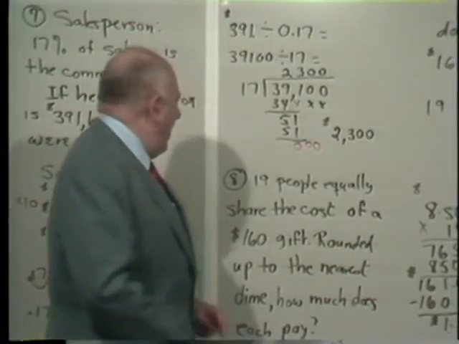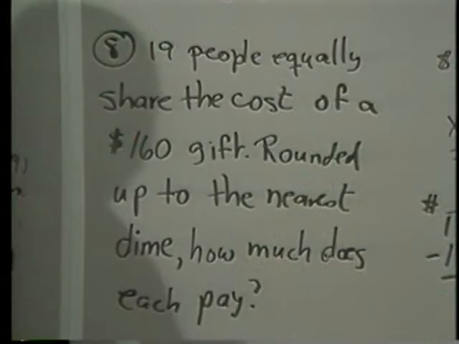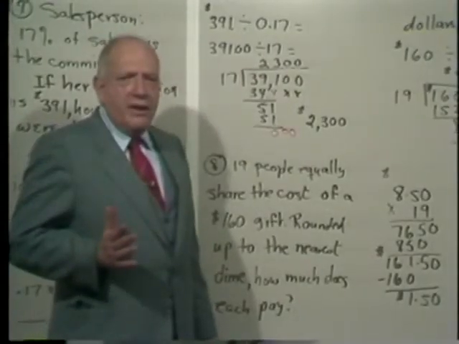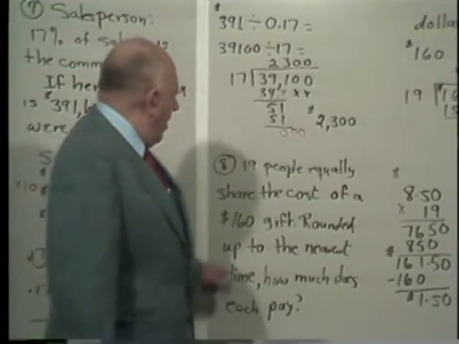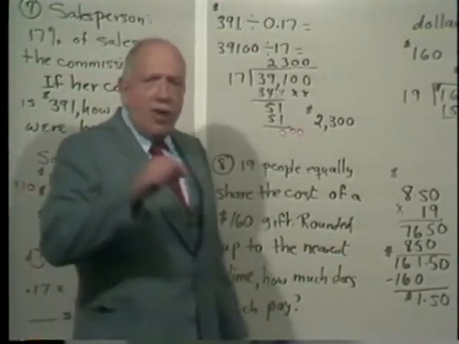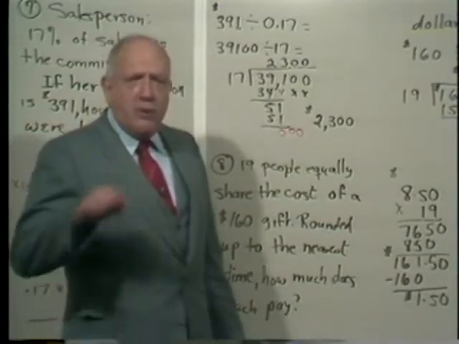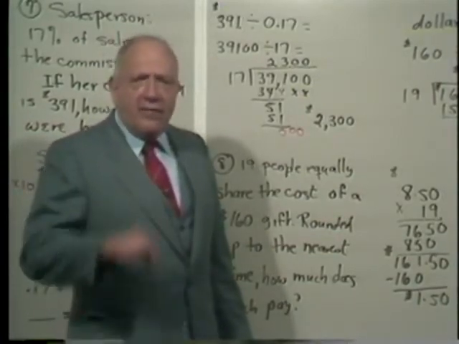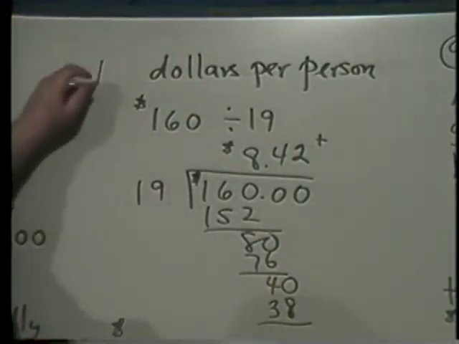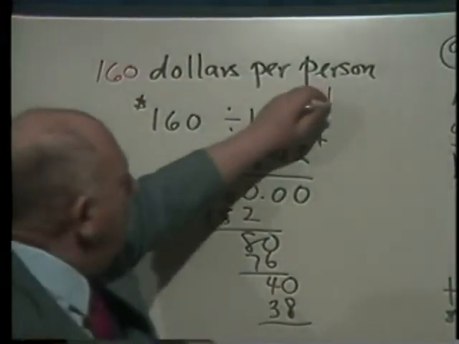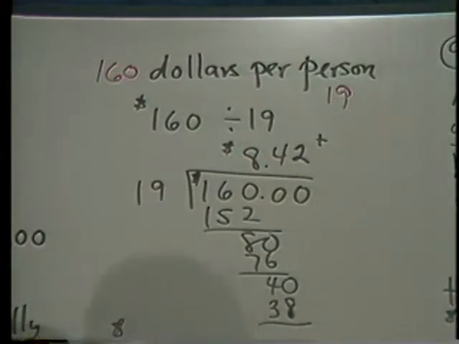Okay, problem number 8. It says 19 people equally share the cost of a $160 gift. Rounded up to the nearest dime, how much does each pay? I haven't worded the problem this way yet about rounded up to the nearest dime, but it's a very simple concept. How much each person pays is called dollars per person. Dollars per person still means dollars divided by people. See? How many dollars were there? 160. How many people were there? 19.